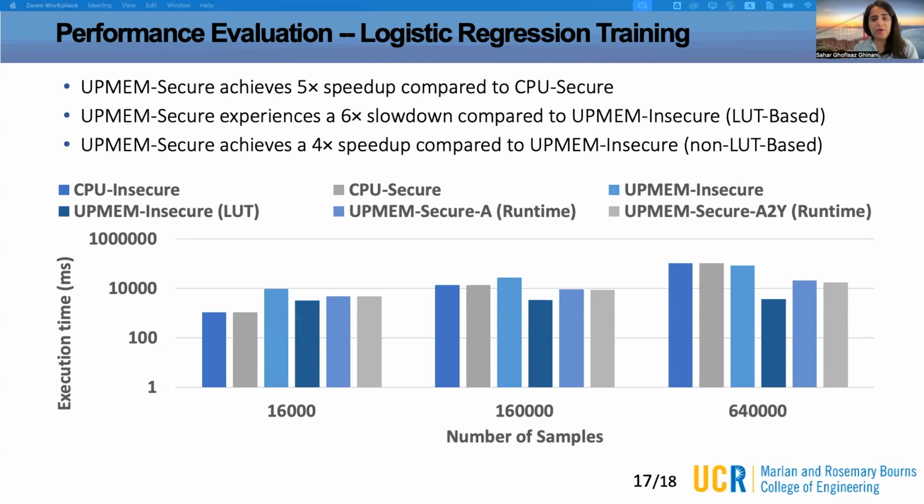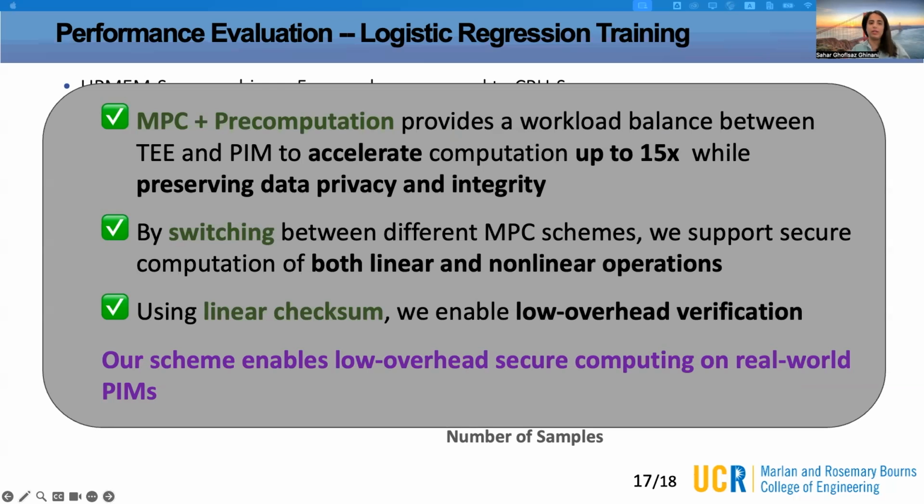Overall, our scheme balances the workload between TEE and PIM to accelerate computation by up to 15 times while preserving the privacy and integrity of the computation and the data. We also support both linear and nonlinear operations by switching between different MPC schemes, and we enable low-overhead verification using a linear checksum.